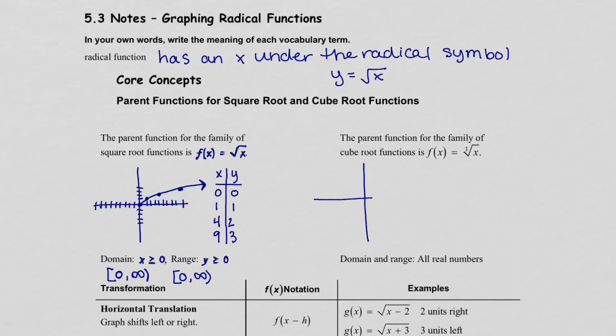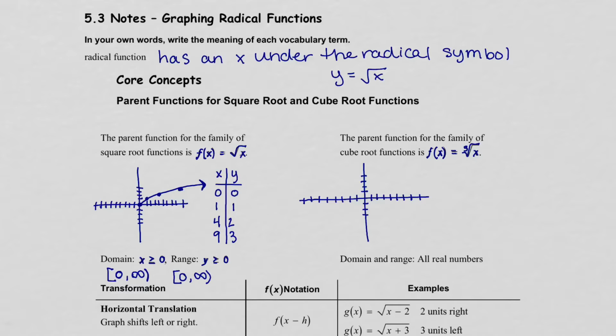So this is going to, let's see, I'm going to give it 8 points, and let's do maybe 4 up and down. All right. So the parent function for the family of cube root functions is f of x equals the cube root of x.